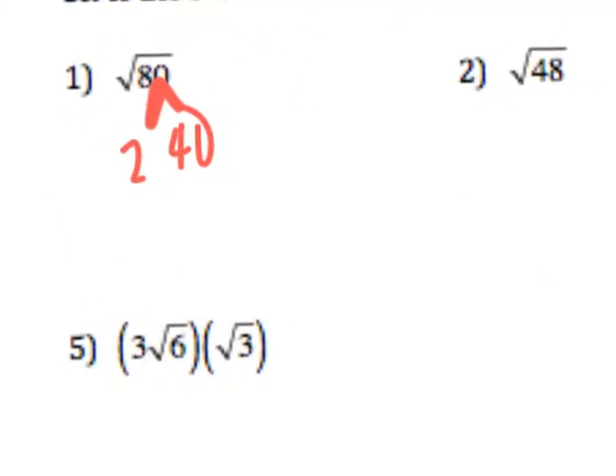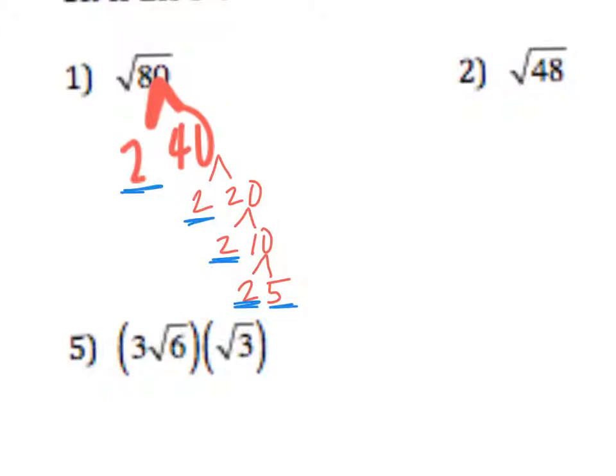Then 2 can't break down into anything else but 2 and 1. So 2 is done. 40 I can break down into 2 and 20. So the other 2 is done. Then 2 and 10. Then 2 and 5. Since all the numbers can't be broken down further, like 5 can't be broken down into anything besides 5 and 1, we say that that is done. So since everything is done, I start to look at the numbers on the ends, things that have been broken down all the way. So I've got 4 2's and I've got a 5.